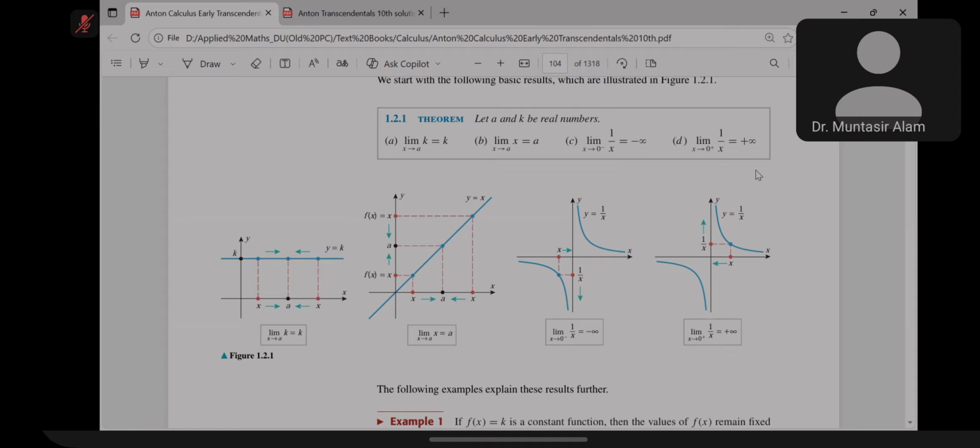That means if we consider a constant function and we are approaching x towards a particular value a, then the limiting value should be the constant function itself. Do you understand what I'm saying? Yes, sir. Which is confirmed by the first figure. The leftmost figure is confirming this part.